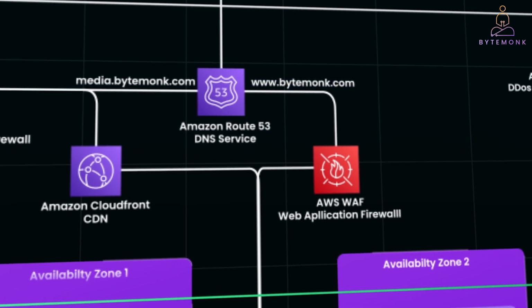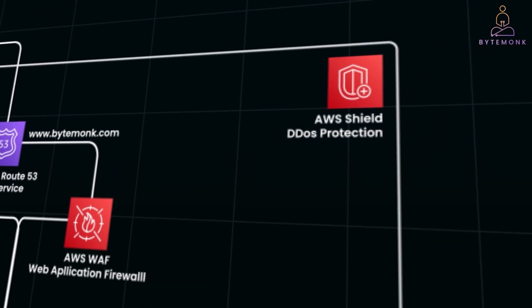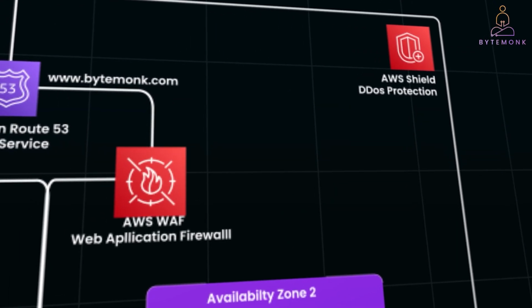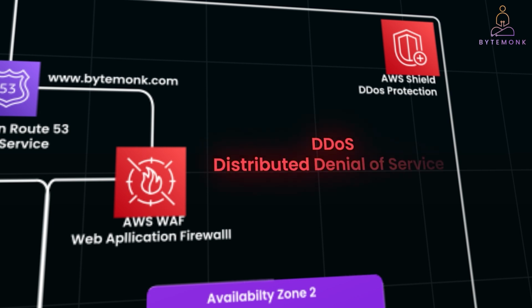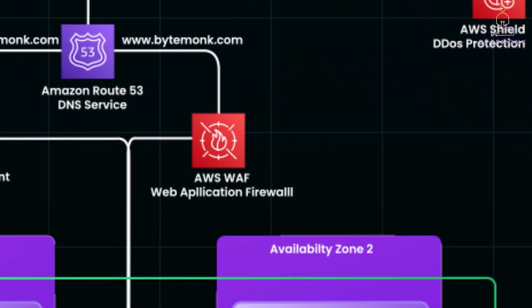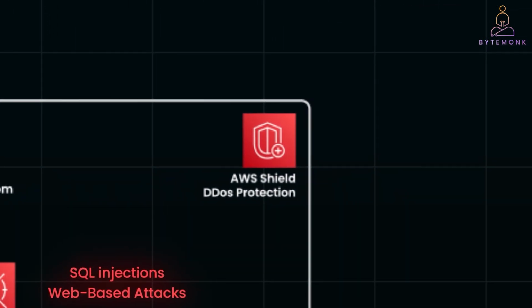Next up, we have AWS WAF, or Web Application Firewall, and AWS Shield. Before any request can hit our application, WAF and Shield jump in to filter traffic and defend against DDoS, or Distributed Denial of Service, attacks. WAF acts like a bouncer at the door, filtering out requests that look suspicious, like SQL injections or other forms of web-based attacks. Meanwhile, Shield is the DDoS protection guard, keeping out malicious flood attacks that aim to overload the app with fake requests.